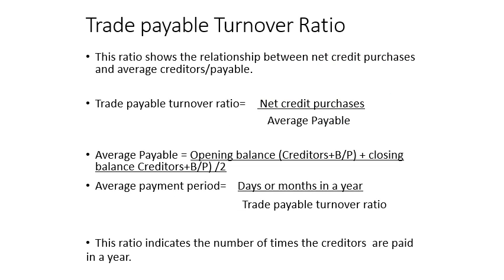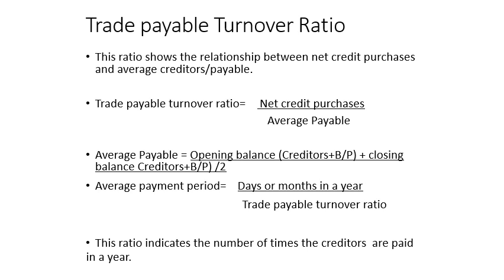The trade payables turnover ratio shows the relationship between the net credit purchase and the average creditors or payables. Now you may see the trade payables turnover ratio is equivalent to net credit purchase upon average payables. If it is called the trade creditors turnover ratio, then the formula is net credit purchase upon average creditors.